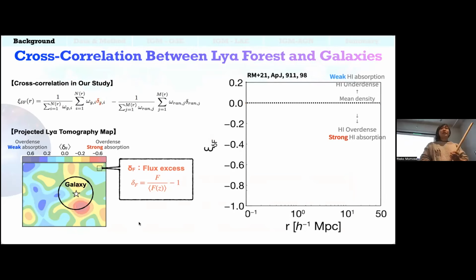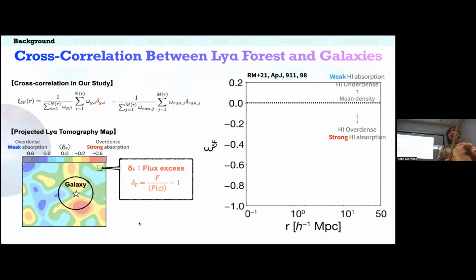the cross-correlation technique. Cross-correlation is usually used for clustering analysis by counting pairs of objects. But in this study, we didn't count galaxy and Lyman-alpha absorption pairs, but computed the absorption flux excess around the galaxies. So qualitatively, we can regard our correlation function as the radial profile of Lyman-alpha absorption.